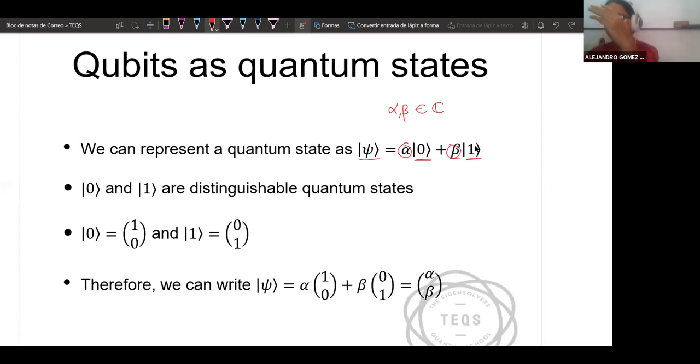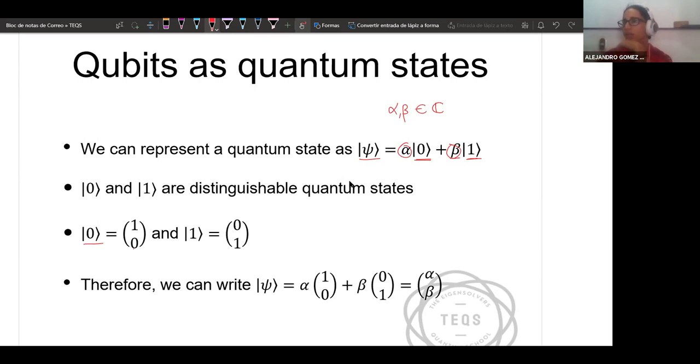Those states have some physical interpretation, but meanwhile, they're just distinguishable quantum states. If you can distinguish between two states, between two vectors, it means that those vectors are independent, and in particular, independent and orthogonal. So the zero state is the vector (1, 0), and the one state is (0, 1). They're distinguishable because they're orthogonal, but also notice that they are of unit magnitude.